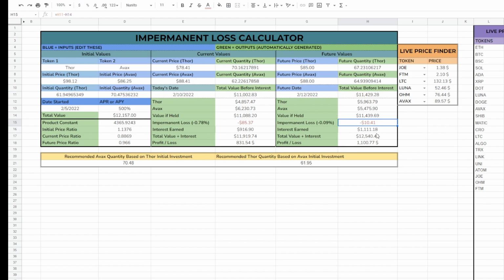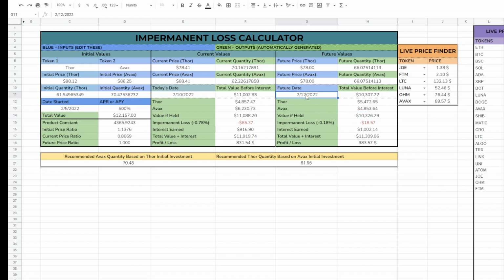Let's look though at the interest that I've earned. Another couple of days at 500%, let's hope. So total value now I'm at 12,540. I started at 12,157. So even with the movement of the Thor price down a little bit to 85 from 98, just making those numbers up, and the AVAX price moving up, you know what? Let's actually go this way. Now, let's look at this in a different way. Let's say both of them move to 78. A little bit of impermanent loss, definitely down in terms of the value of the token.